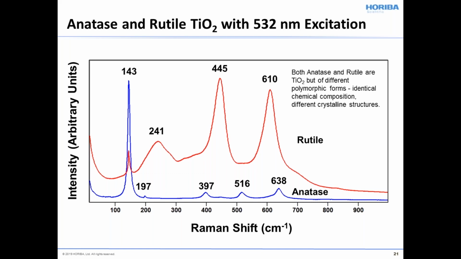Here are two spectra obtained with 532 nanometer excitation of anatase and rutile titanium dioxide. Same chemical compounds, but of different polymorphic forms. Identical chemical composition, different crystal structures. And so you can see from the band positions, in particular the bands right out here. In the rutile, you've got 241, 445, 610, distinctly different from the bands that you see here in the anatase form of TiO2. So these two crystal forms can be readily differentiated.